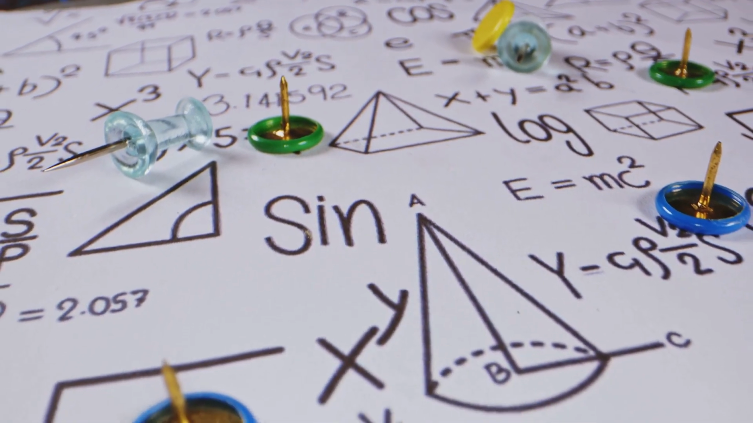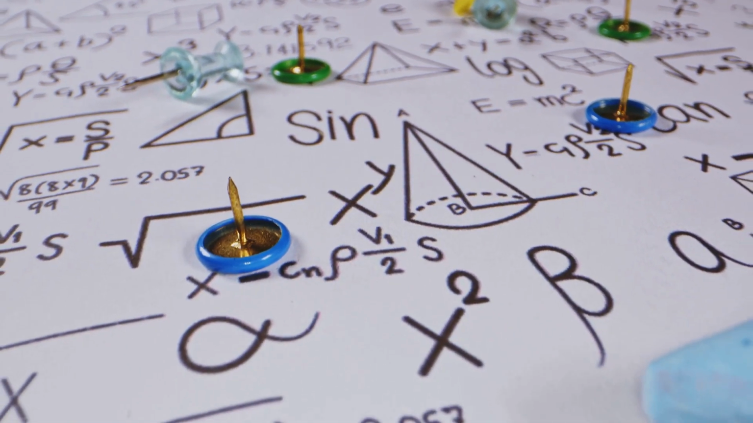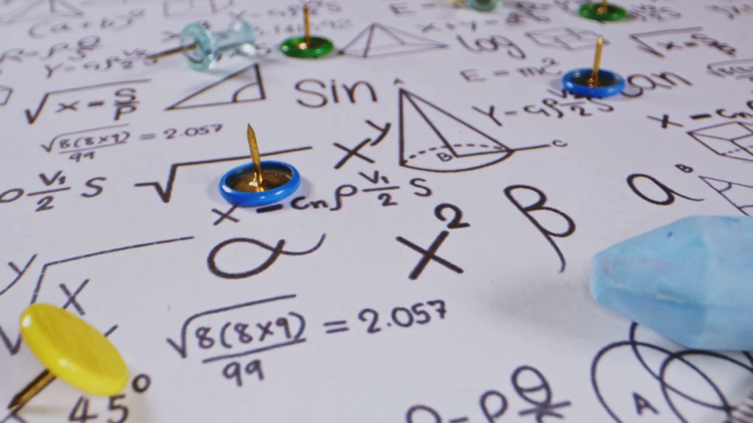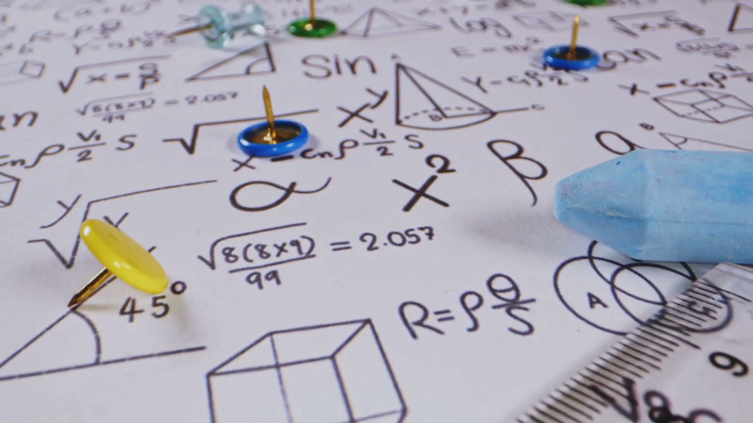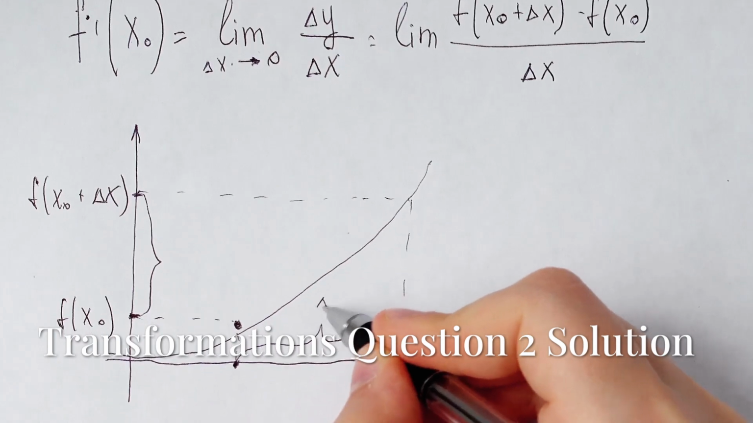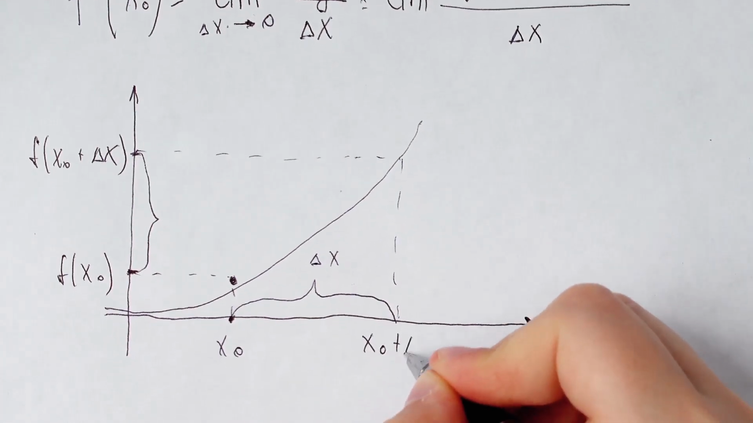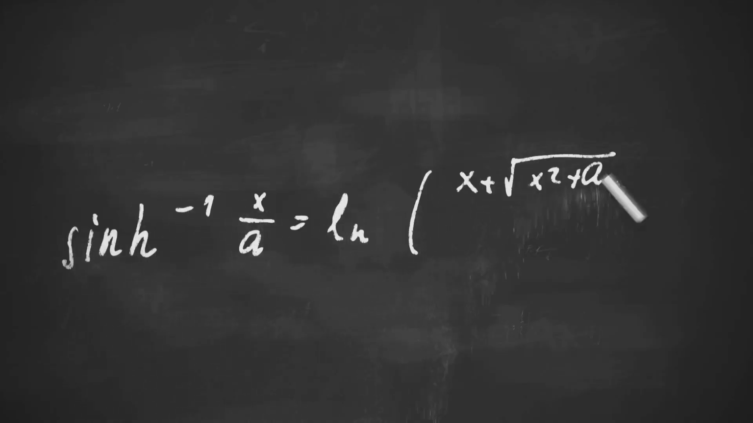Question 2. For the function h of x equals negative 3 times the absolute value of x, identify the transformations applied to the parent function, absolute value of x. The function h of x equals negative 3 times the absolute value of x represents a transformation of the parent function, absolute value of x.